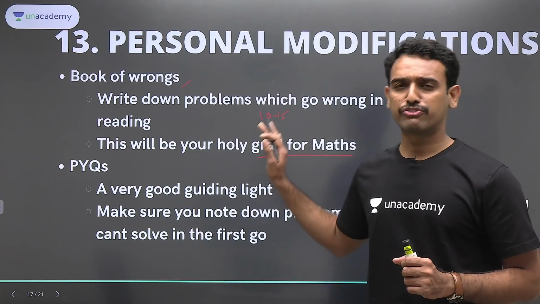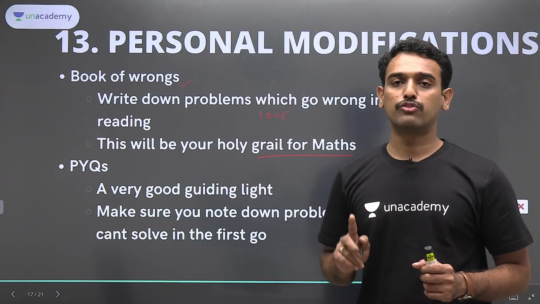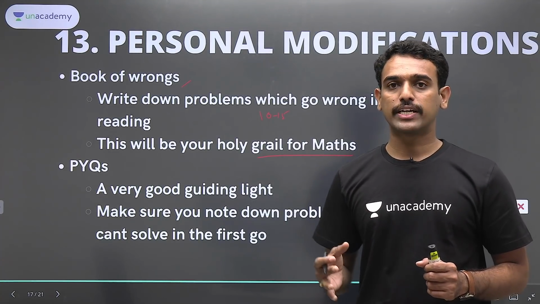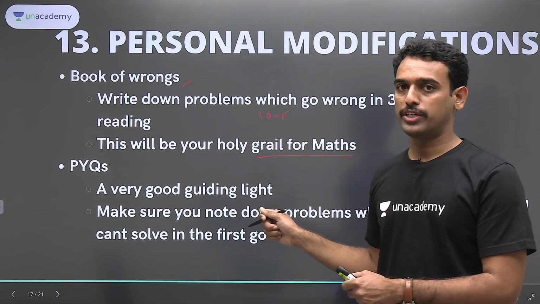So the book of wrongs is very important. I re-emphasize, please follow this. If you get a problem wrong, or if you are not able to think about a problem in your second revision, note it down, make a folder, and keep it as your holy grail.